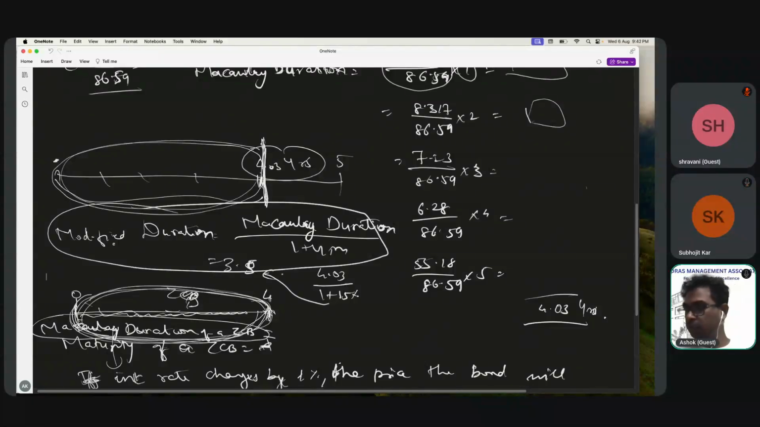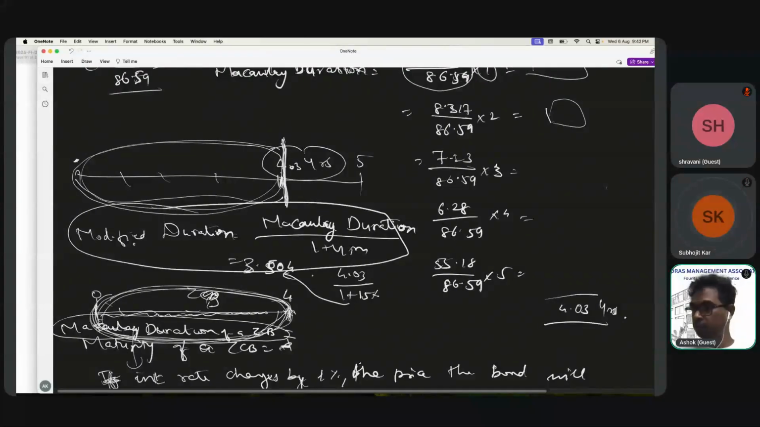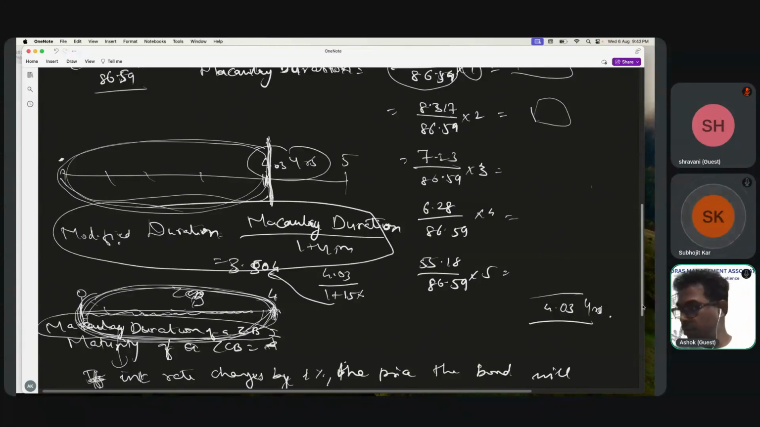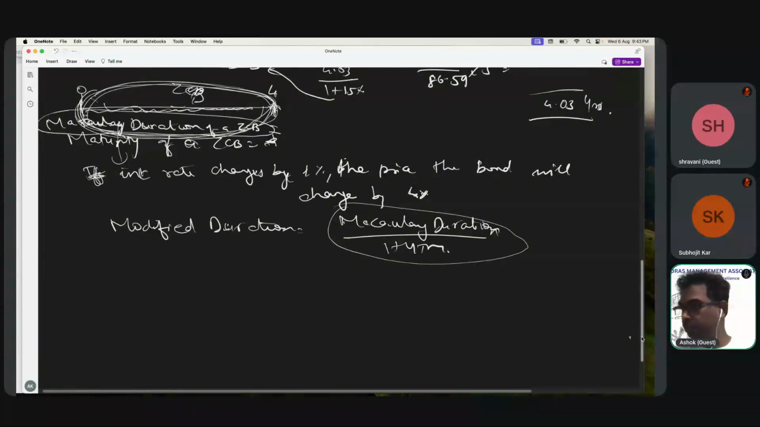How much is it coming to? 3.5046. So if there is a 1% change in YTM, then the bond price is changing by 3.504%. Is it the bond price or the return? The bond price. Okay. Then next one.